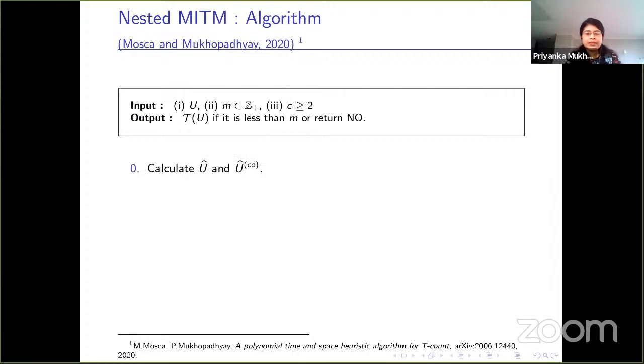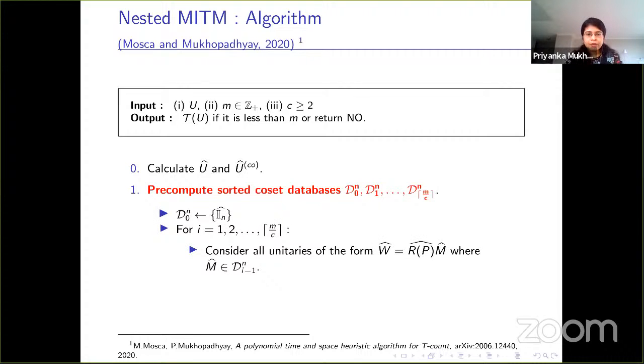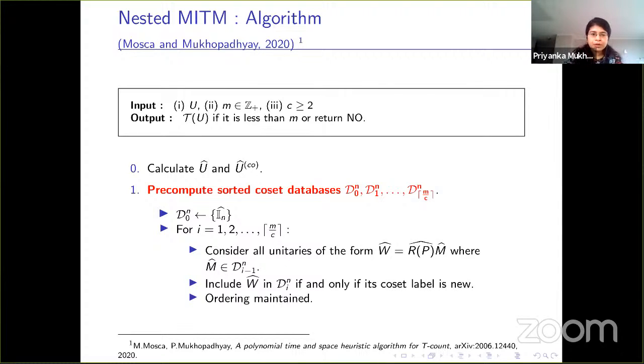So first we calculate the channel representation of u and the coset label. Then we pre-compute sorted coset databases up to level m by c. So we start with the identity unitary, and basically we build a tree where we multiply the unitaries of a level by RPs, and we store the products if the coset label is new. Okay, and then we order these unitaries.